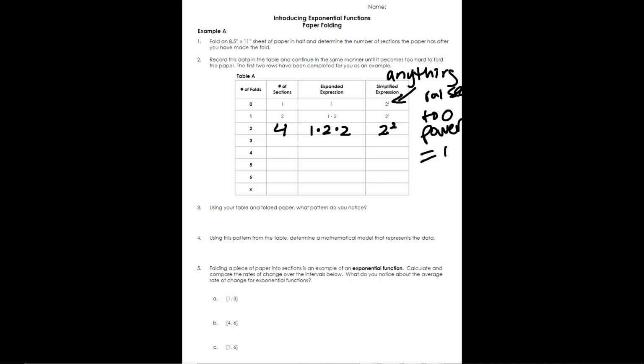Okay. If we take our paper and we fold it again, how many sections are we going to have? 8 sections. So that means we're going to take 1 times 2 times 2 times 2. How many 2's do we have here? 3. So this is going to be 2 to the third power. Can you fill in the rest of this table?